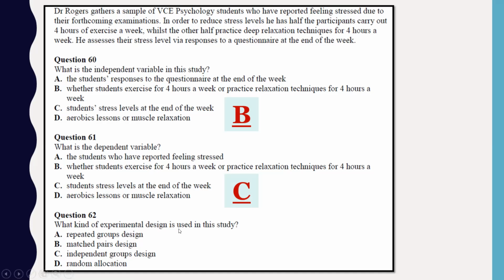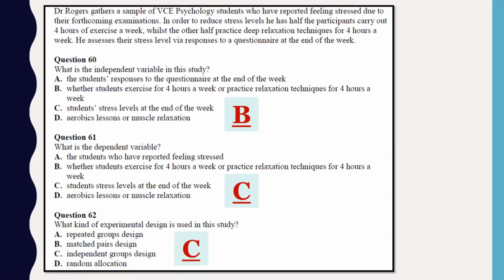Question 62 says, what kind of experimental design is used in the study? Remembering that we've only got three experimental designs. If you knew what the experimental designs were, you would have automatically eliminated option D, knowing that that is not an example of a design. Obviously, the best answer for this would be C, independent groups.